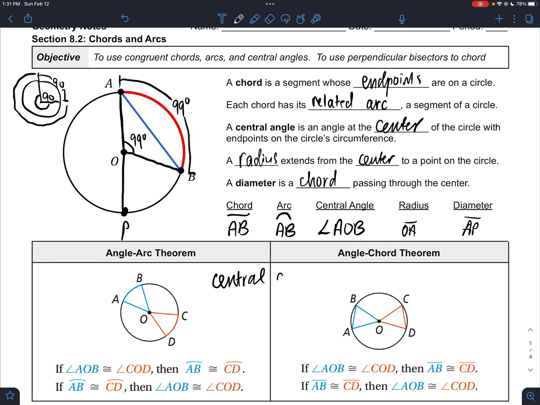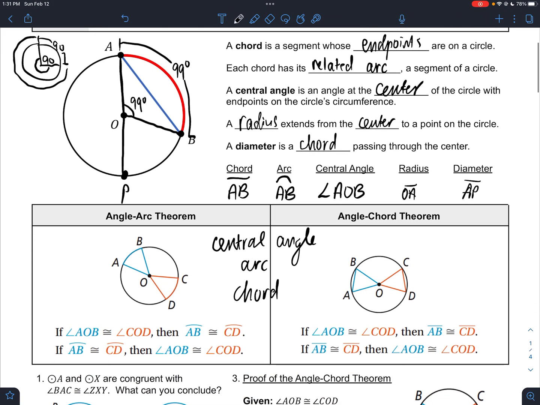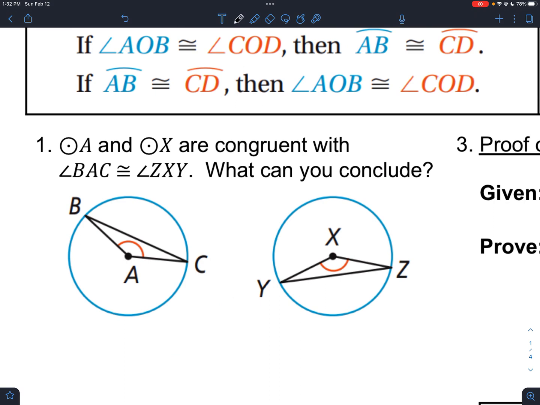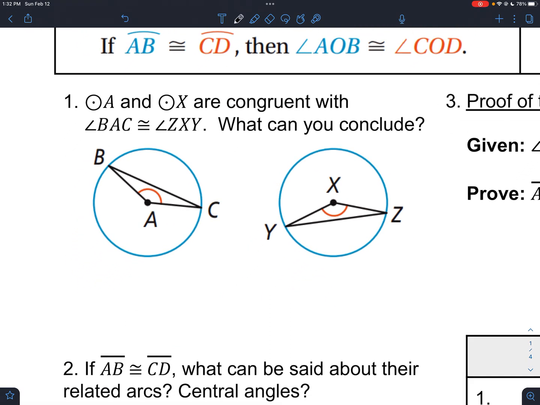So the first theorem we learn actually relates three of these vocabulary terms: the central angle, the arc, and the chord. And what this whole table is getting at, and you can read through it, I'm not going to read it word for word because there's a lot written here, but all you need to know is that these three things, if, for example, one of them is equal, all of them are equal. Okay? So let's do number one, and I'll show you what I mean.